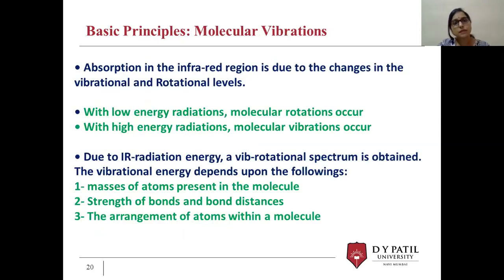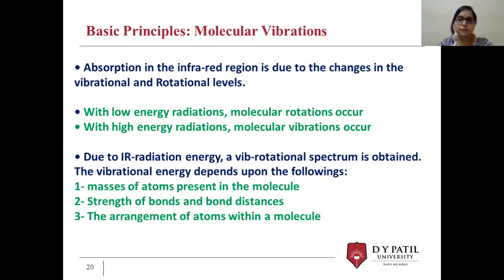Now, what are the basic principles of molecular vibrations? Absorption in the infrared region is due to changes in the vibrational and rotational levels that we have already considered in our lecture. With low energy radiations, molecular rotations occur. With high energy radiations, molecular vibrations occur. We need to understand that low energy radiations always produce molecular rotations, while high energy radiations always lead to molecular vibrations.